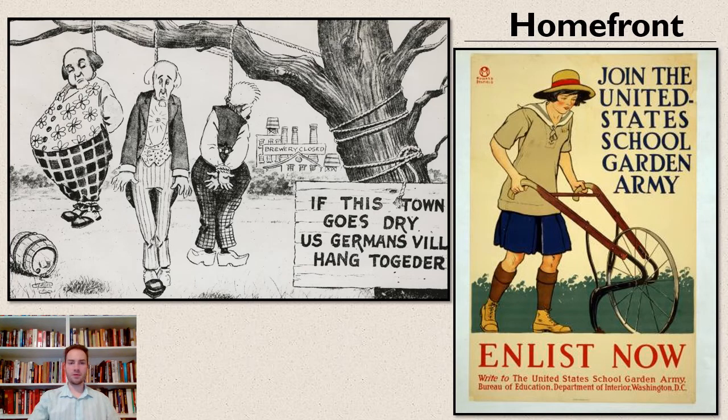So a pretty good description there of kind of what trench warfare was like, how it looked, what life was like for soldiers in the trenches. It was all really horrible. But back home, things were not great all the time either.